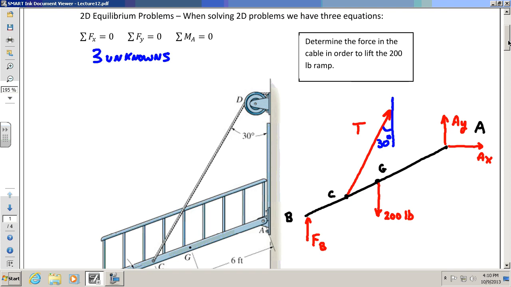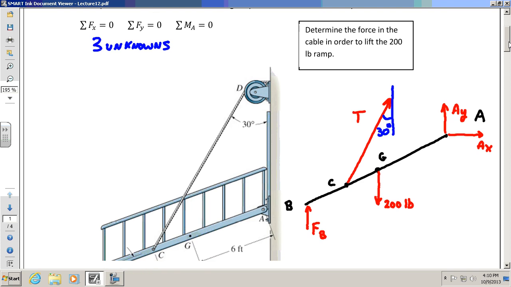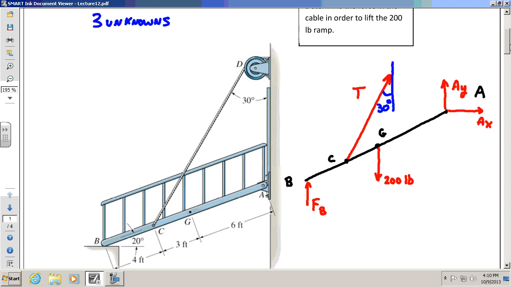Is FB equal to 200? How would I think FB is equal to 200? Remember, there's AY there as well. You could say, well, isn't this ground force holding it up? Yeah, but so is AY. Both sides are holding it up. So you can't really say that FB is equal to 200, because if you were to write this equation out, you'd be saying this.